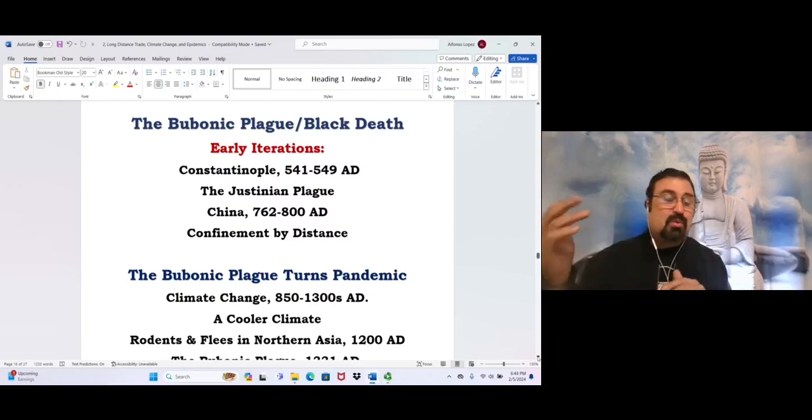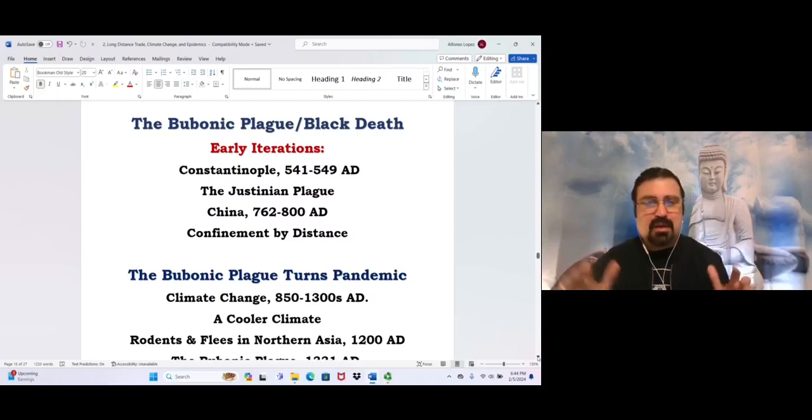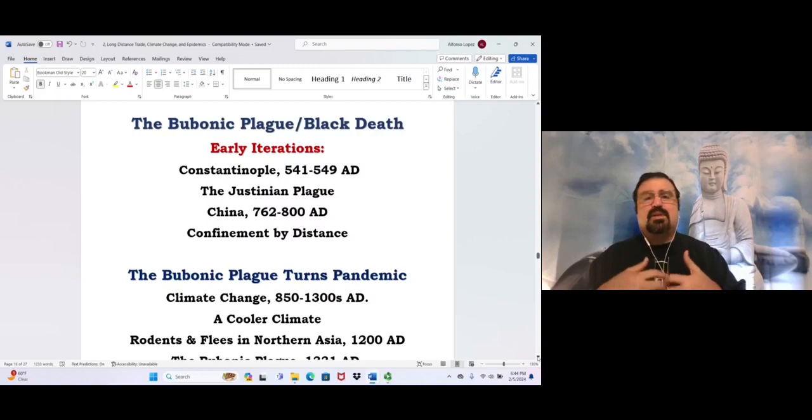as we move into the commercial revolution of the 13th, 14th, 1500s and beyond. There was another iteration of the Black Plague, or the Black Death, as it was called, in Asia, in China, on the coastal cities of China. There was another outbreak that lasted for a few decades, from 762 all the way to 800 AD. Likewise, we see reports of people exhibiting the same symptoms, the same characteristics, and there was also a great dying as well.